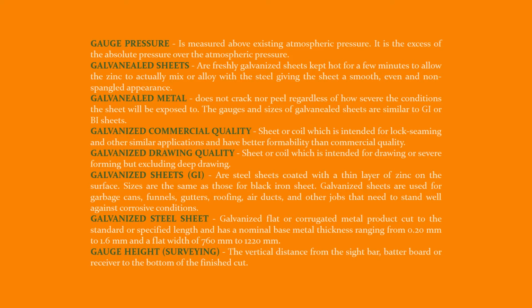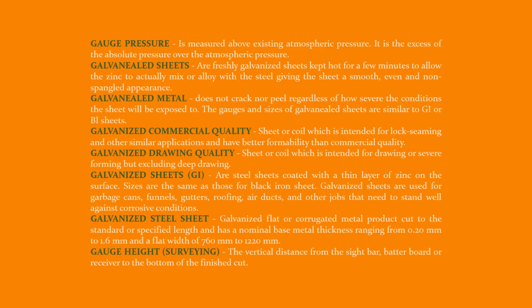Galvanized sheets are used for garbage cans, funnels, gutters, roofing, air ducts, and other jobs that need to stand well against corrosive conditions. Galvanized steel sheet, galvanized flat or corrugated metal product cut to the standard or specified length and has a nominal base metal thickness ranging from 0.20 mm to 1.6 mm and a flat width of 760 mm to 1220 mm. Gauge height surveying, the vertical distance from the sight bar, batter board or receiver to the bottom of the finished cut.